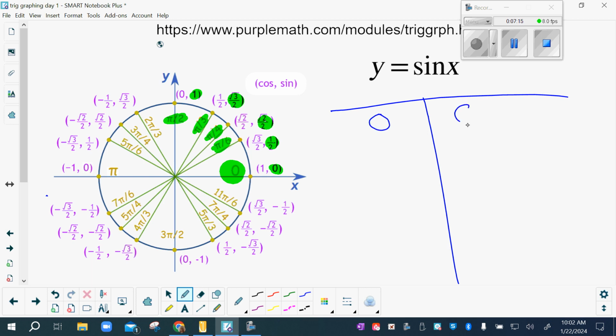0 goes with 0. Pi over 6 goes with 1/2. 4 pi over 4 goes with root 2 over 2. So I'm going to stop right here. Does everyone understand where I'm getting these from? Yeah? So here's what. I don't like them.